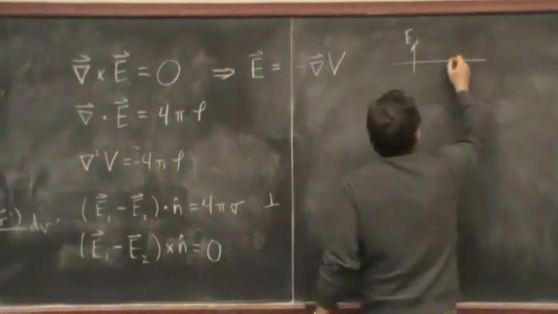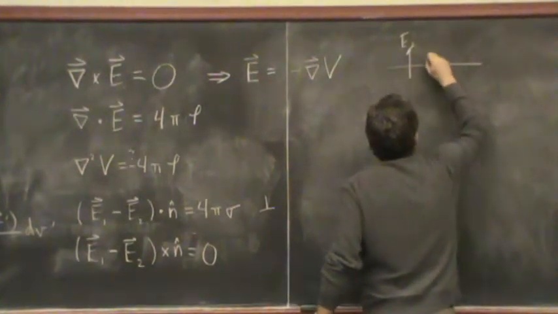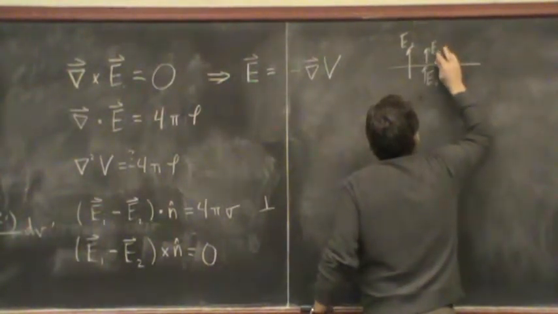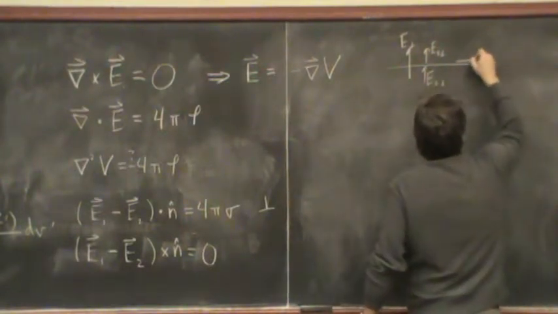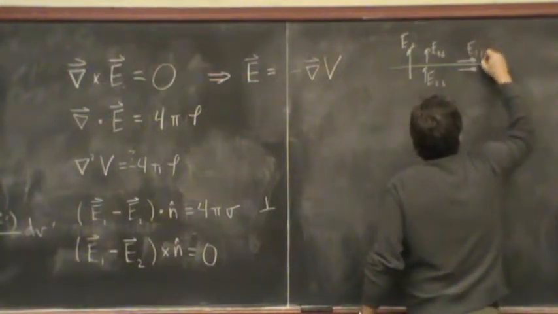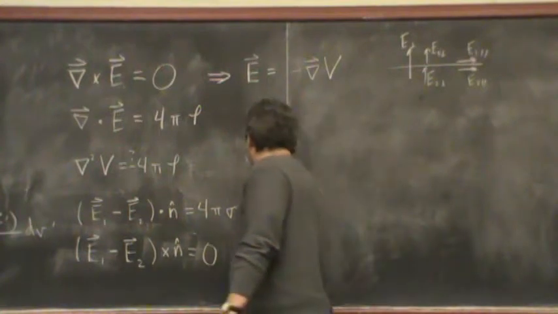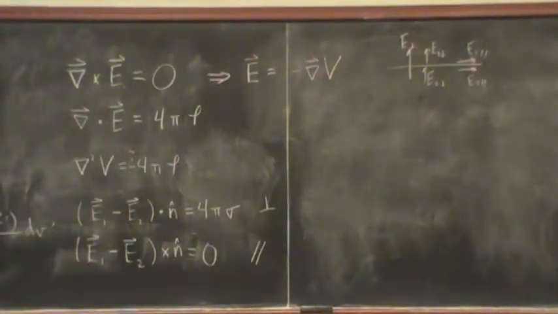So I could have, that's the normal. And then I would write E1, E2, perpendicular like so, and parallel to the interface, E1 parallel, E2 parallel. This one is the parallel condition. Okay?